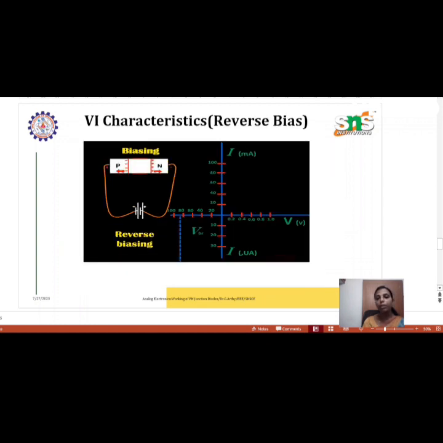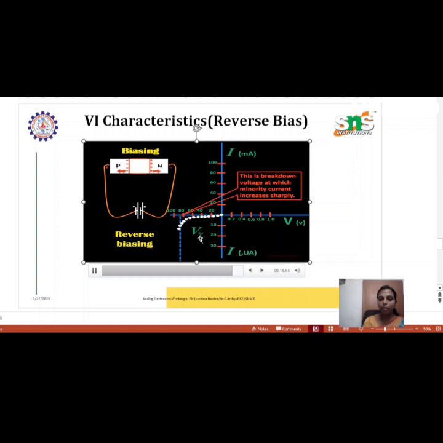In the case of reverse bias, how does it work? See, when I give a negative to this P type and positive to this N type, the depletion region enlarges and no flow of current will be there. When it reaches the reverse saturation point, all of a sudden it breaks down and suddenly an increase in current flow will be there in the case of reverse bias. Normally reverse bias is not preferred for a PN junction diode. PN junction is always used in forward bias condition.